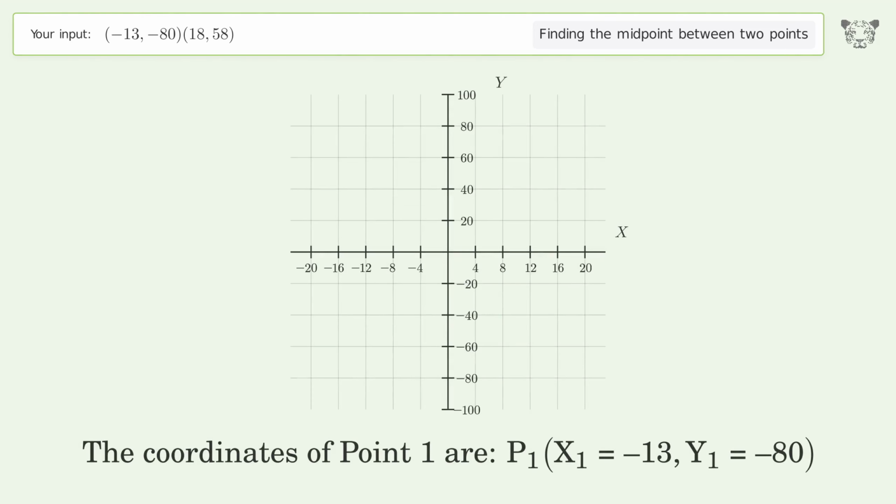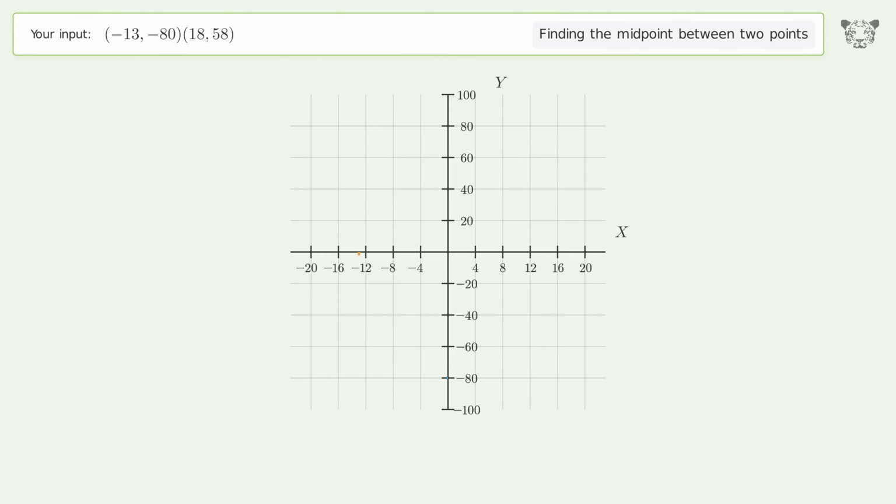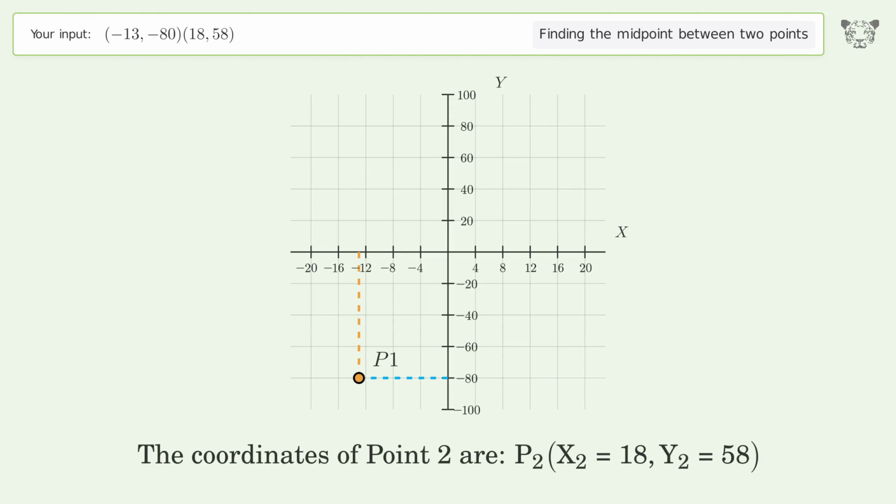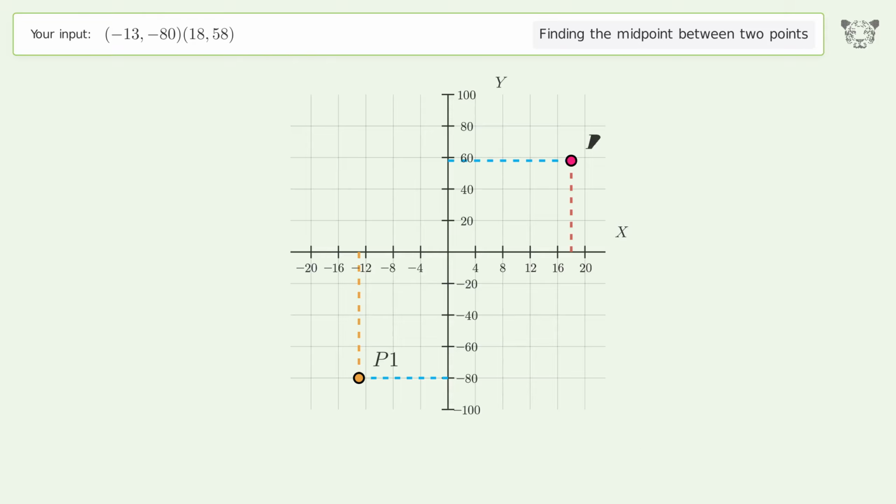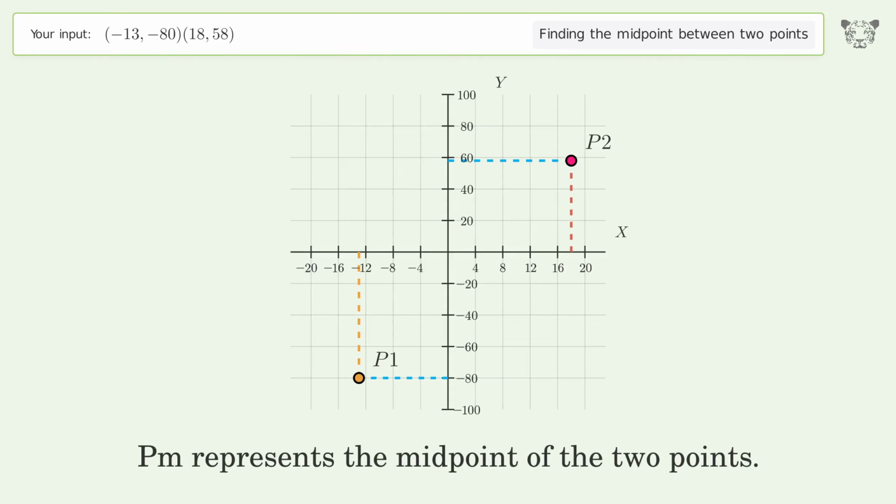The coordinates of point 1 are, x1 equals -13, y1 equals -80. The coordinates of point 2 are, x2 equals 18, y2 equals 58. PM represents the midpoint of the 2 points.